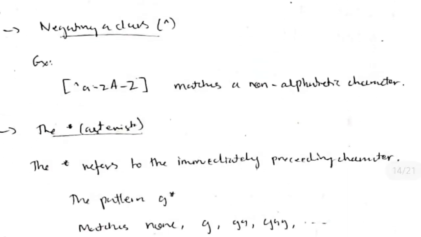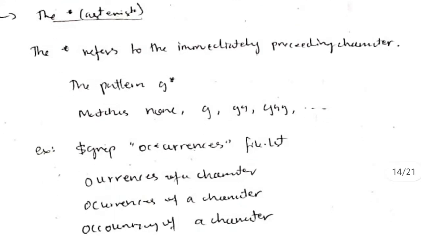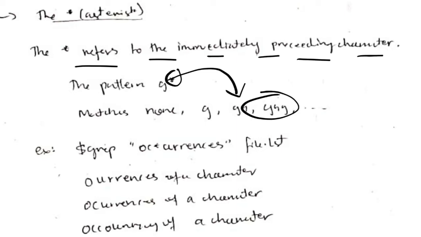Negating a class means it should not have these symbols. These are the alphabets, right? So instead of alphabets, whatever the other characters are, those files should be displayed. And asterisk refers to the immediately preceding character, which means if I search g star, the star can have any number of characters. Before the star it should have g, that I specified here. So those types of files will be shown.